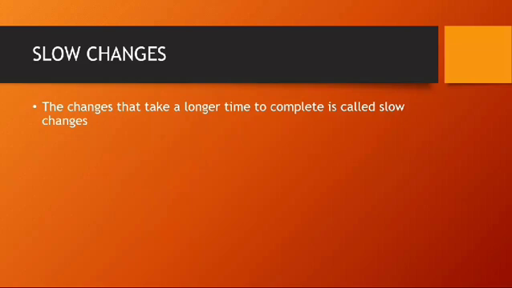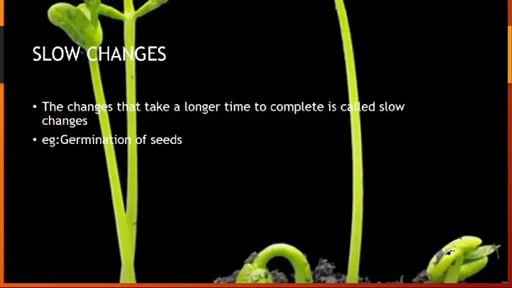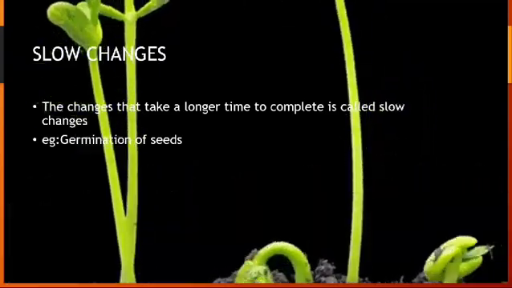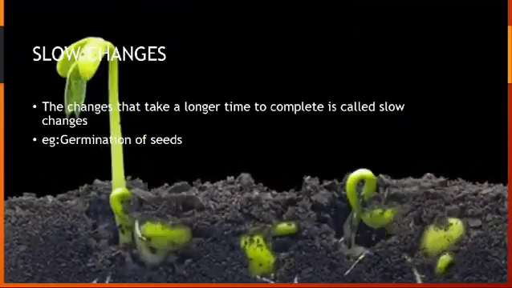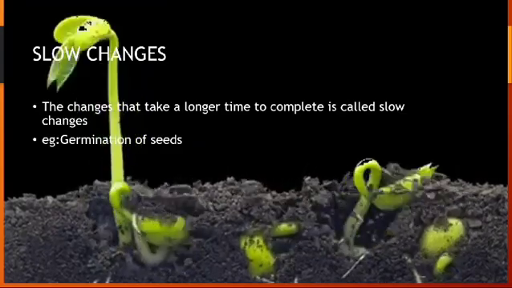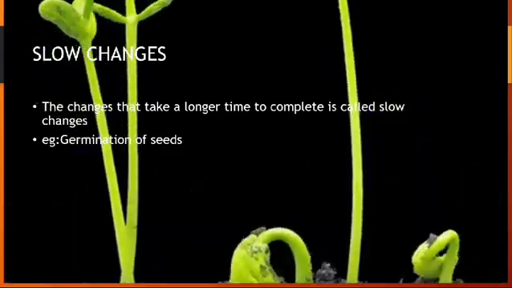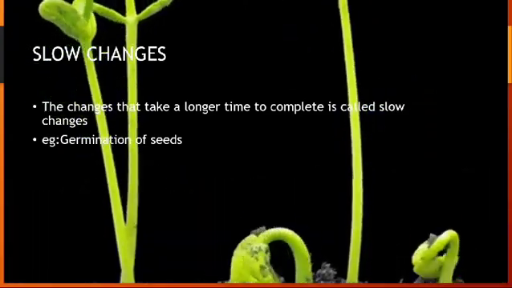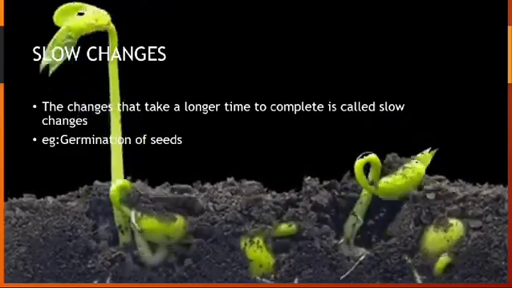Then we can move to the examples of slow changes. What are the examples of slow changes? Look at the video. What is that? That is germination of seed, right? So germination of seed is a slow process because it involves a series of physical and biological processes. So it is a slow change.